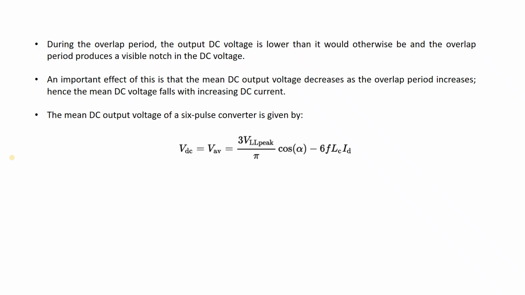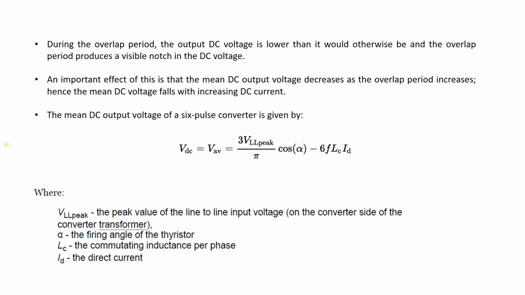So the mean DC voltage of a 6 pulse converter is given by this, which is the actual DC voltage, the average voltage also, where VLL peak is nothing but the peak value of the line to line input voltage on the converter side of the converter transformer. So it is the line to line peak voltage, the 3-phase line to line voltage.